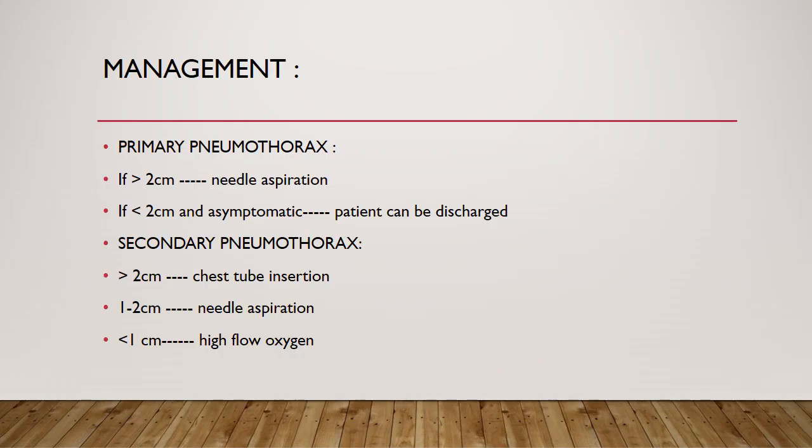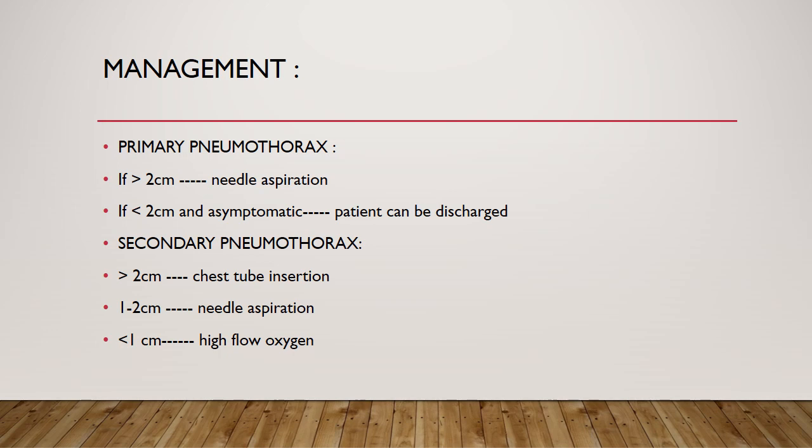So the management depends on whether it's primary or secondary. If the cause is unknown, and the pneumothorax is more than 2 cm, you will do needle aspiration, and if it's less than 2 cm and the patient is asymptomatic, then you will discharge the patient safely.